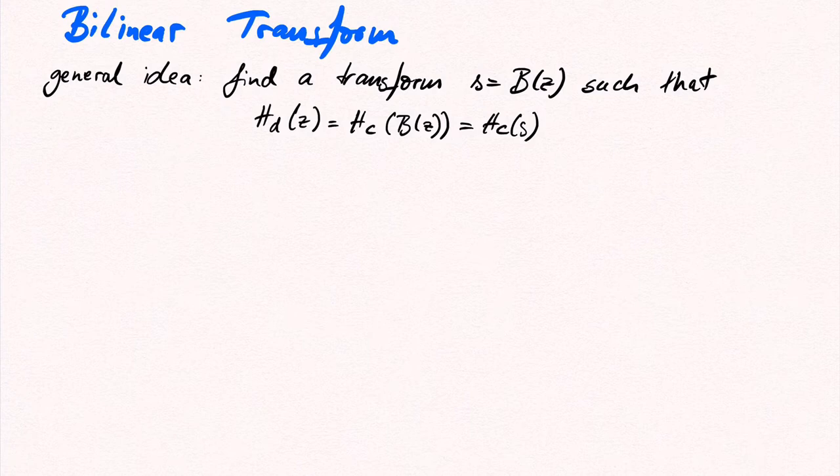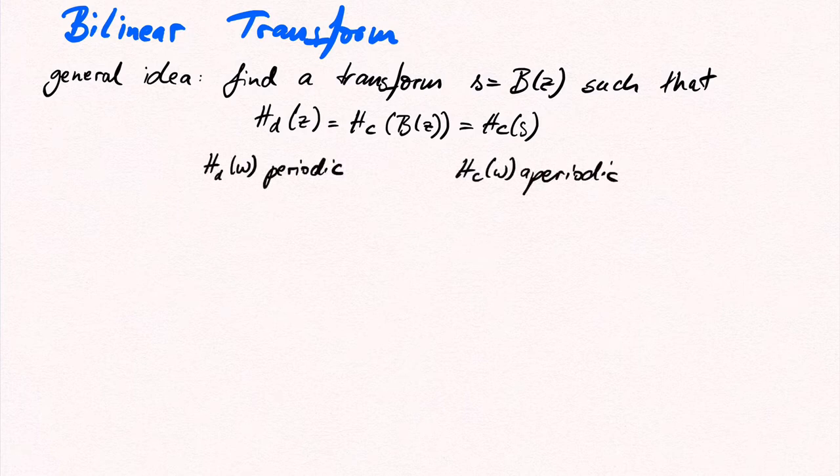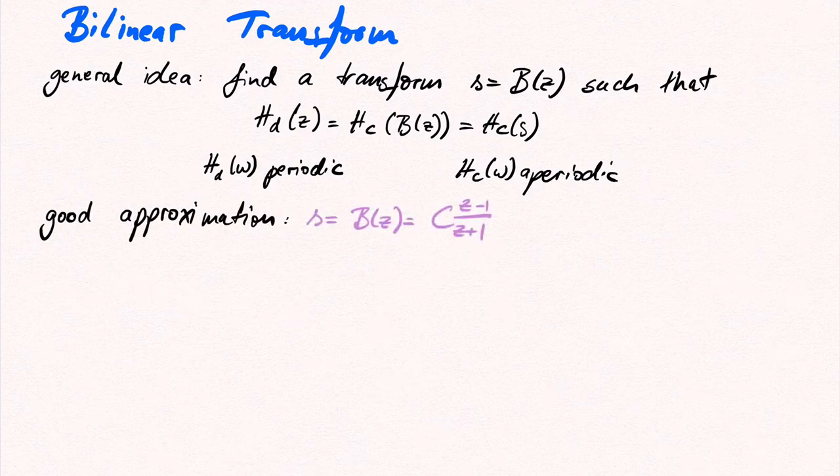Unfortunately, there will never exist a perfect bilinear transform B(z) such that the two filters match perfectly, because the frequency response of the discrete time filter Hd(omega) is periodic, and the frequency response of the continuous time filter Hc(omega) is aperiodic. But a good approximation can be achieved with the bilinear transform B(z) equal to c times (z minus 1) divided by (z plus 1).